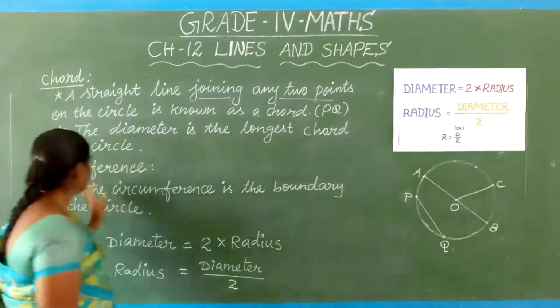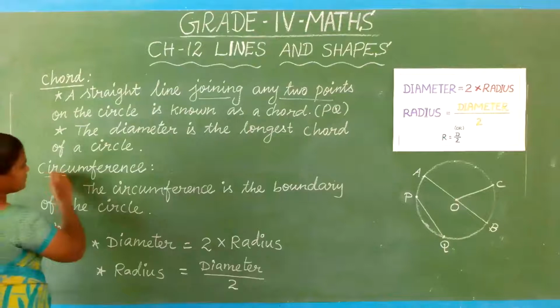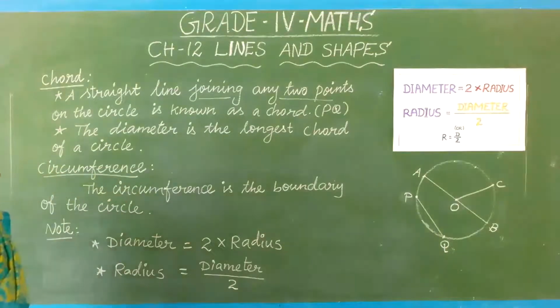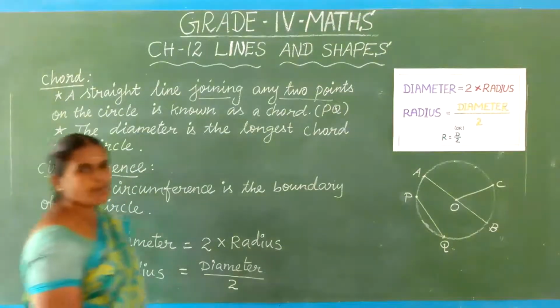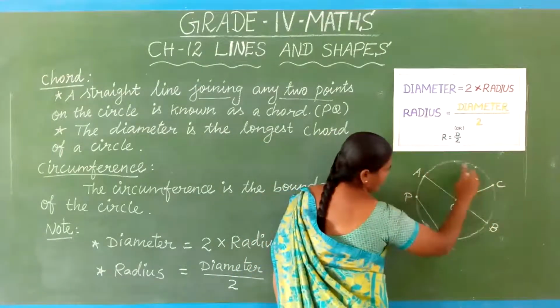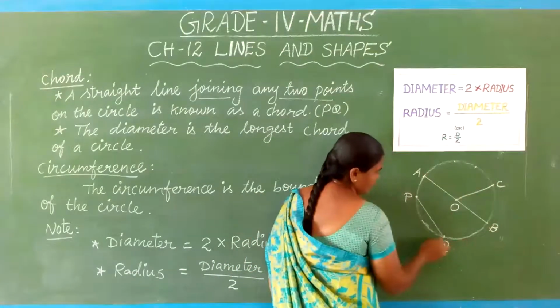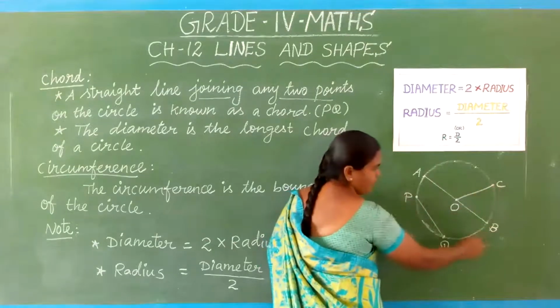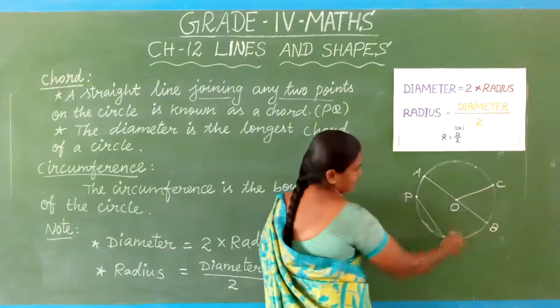Okay. So next one, circumference. The circumference is the boundary of the circle. This is the boundary. What are the names? A, C, B, Q, P, A. This is called the boundary. This is the circumference.